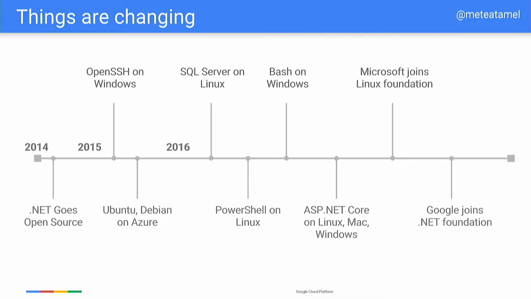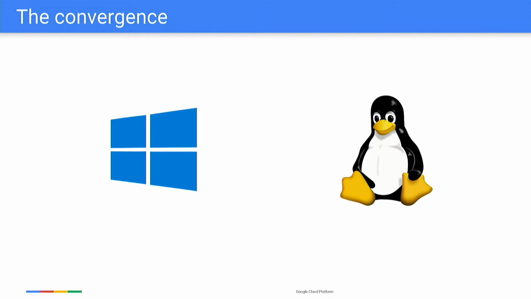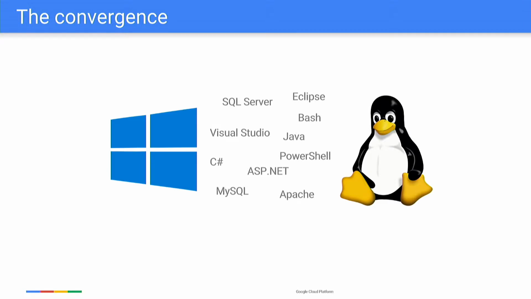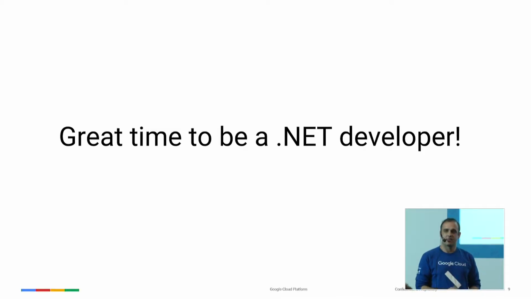What this means for you is that now, we still have these two worlds, but the tools and the languages around them are converging. So all the things that you could do on Windows, now you can do on Linux, and more of the stuff that you can do on Linux is becoming available on Windows. So for you, this is great, because this is a great time to be a .NET developer.